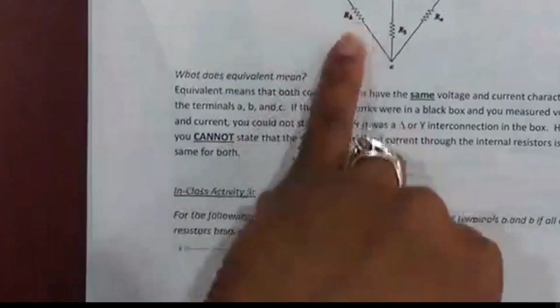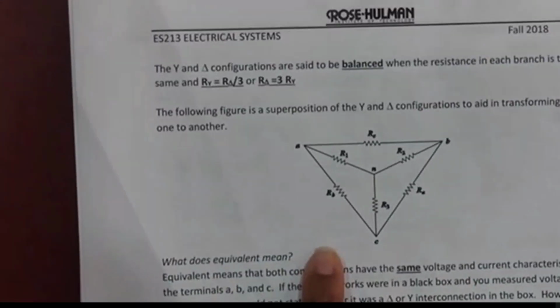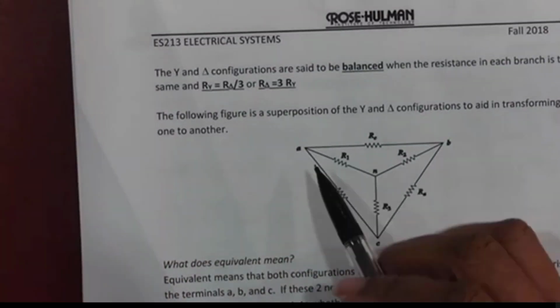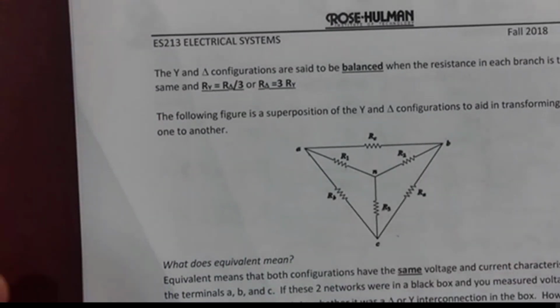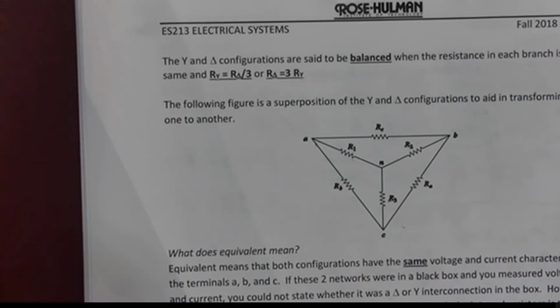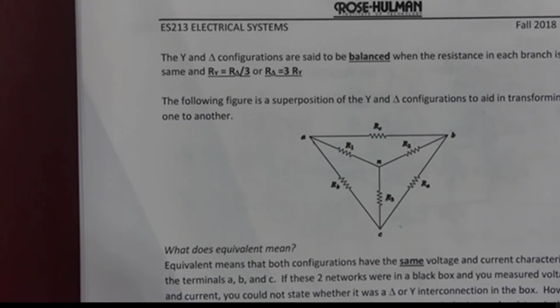So here's what that superimposed looks like that I just mentioned. This is when you convert from one to the other. There's A, B, C, R1, R2, and R3, RA, RB, and RC. There's a special formula for this when they're all the same value.